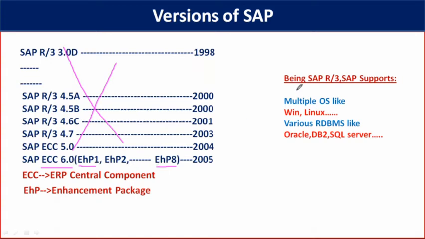As I told you, being SAP R/3, it supports multiple operating systems and various RDBMS. You can use Windows, Linux, etc., and you can use Oracle, DB2, SQL Server as the databases. But Oracle is supposed to be the best backend for security reasons. So this is about versions of SAP.